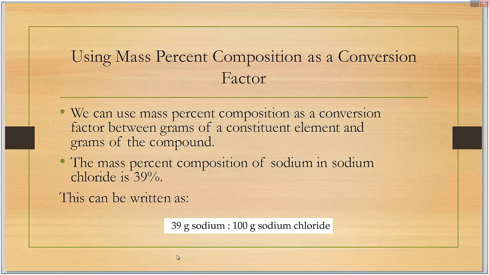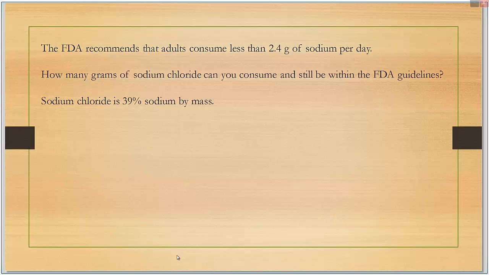We can use mass percent composition as a conversion factor between the grams of the constituent element of the specific element to the entire compound. For instance, here in sodium chloride, 39% of the sodium chloride is coming from the sodium, which means out of 100 grams of sodium chloride, 39 of it is coming from sodium. We can then use this as a conversion factor. Here's like a real life question.